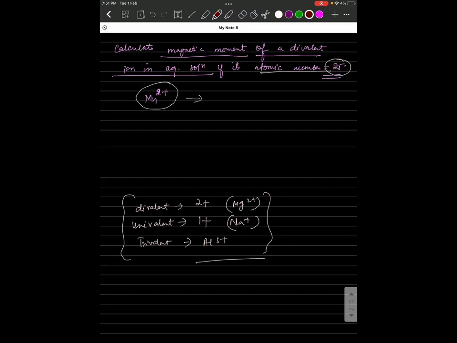Now how many unpaired electrons will be there in this? 3d5 4s2, the 2 are gone, which means 5 are unpaired. d5, right? And 5 unpaired electrons means the magnetic moment will be under root of 5 into 5 plus 2, that is under root 35. The value is around 5.92 Bohr magneton. So, understood which type of question you can get from this? Yes, ma'am. Okay.